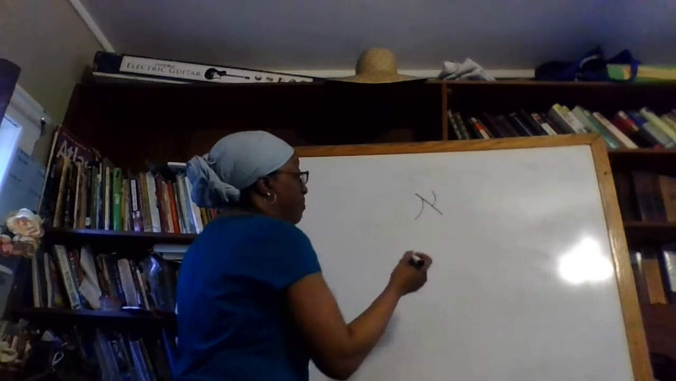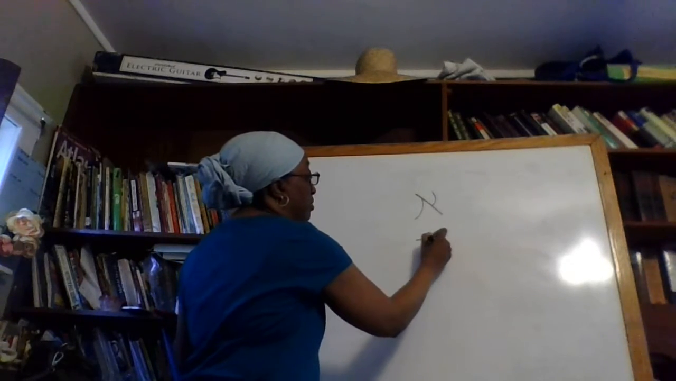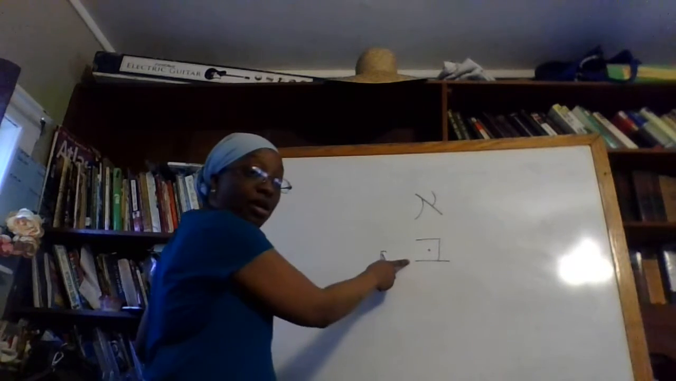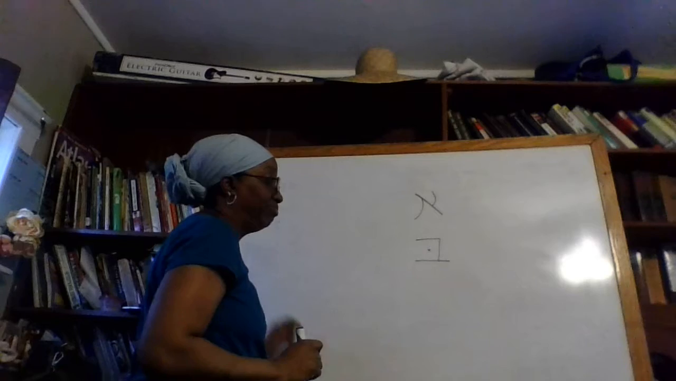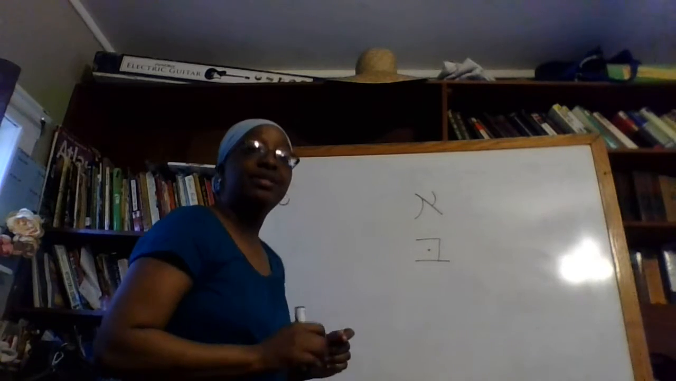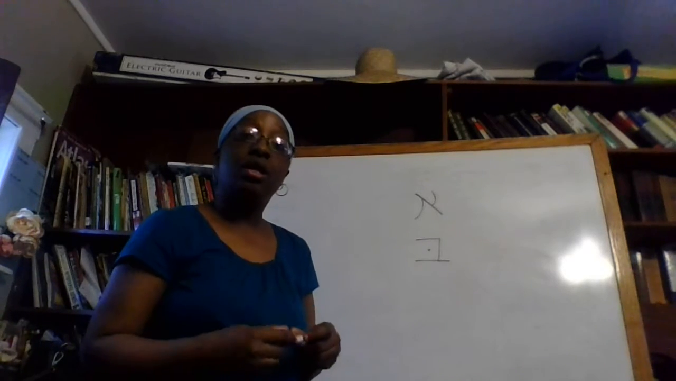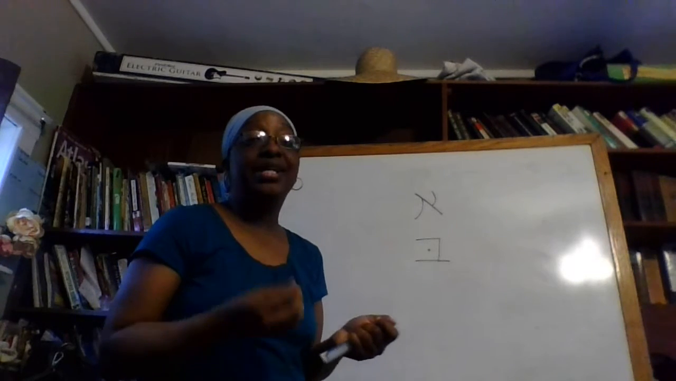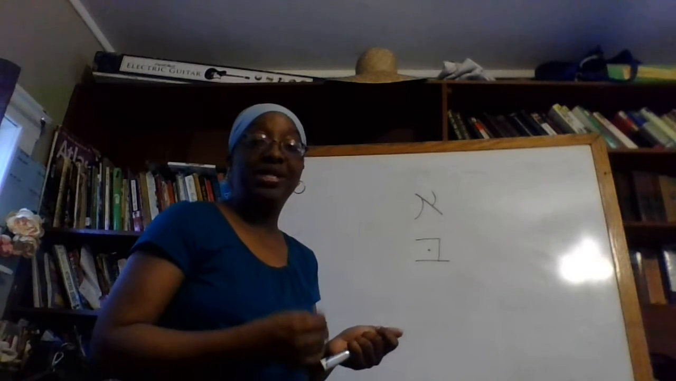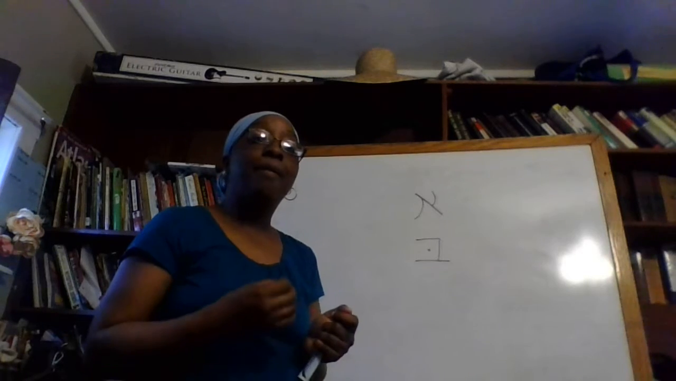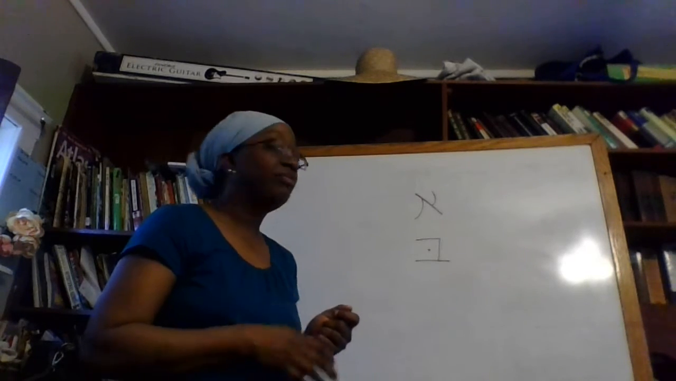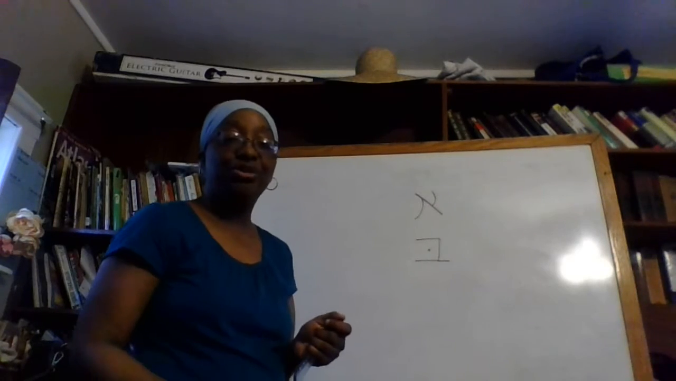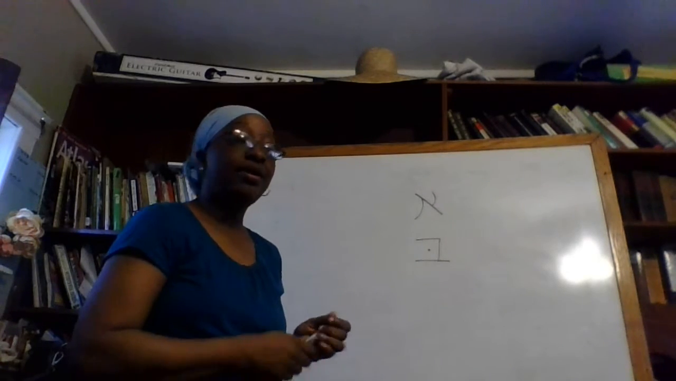The next letter is Bet. Bet makes the b sound, like in boy, like in bat, or like in the Hebrew word bayit, which means house. B, b, b. And it has this little dot. It's called a dagesh.